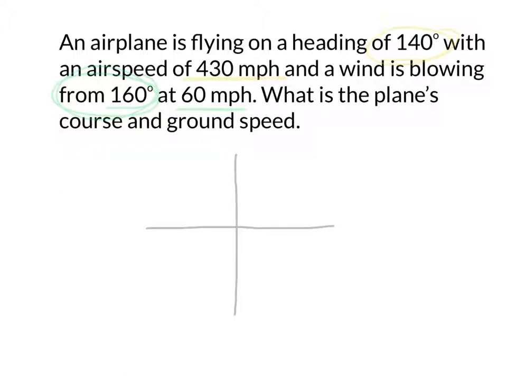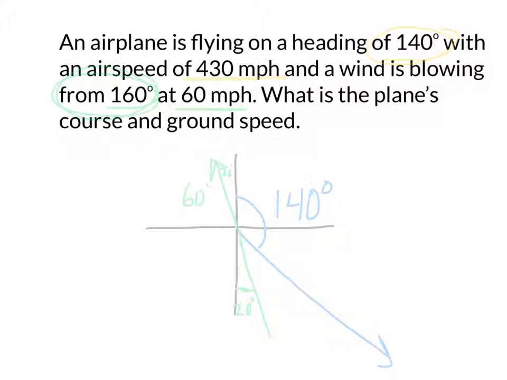The airplane is pretty easy. That's 140. So the airplane is here at 140, almost like there. And the wind is coming from 160. So 160 is like here. But it's blowing from it, which means it's blowing that direction. So this is the wind. If that's 160 over here, that means this is 20 degrees. So this is 20 degrees. And it's blowing at 60 miles an hour.